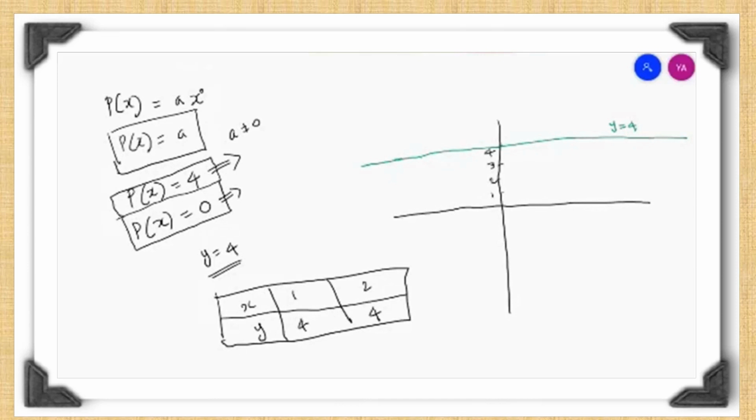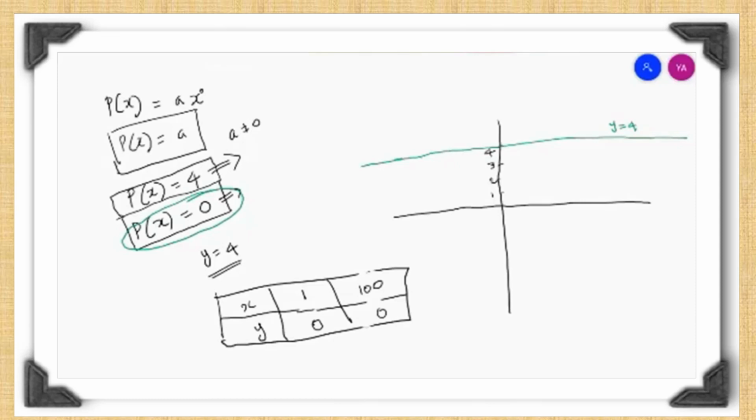Now take p of x is equal to 0. Suppose we draw the table like this. For different values of x, suppose I take x is equal to 1. What will be the y value? The y value will be 0, right? Suppose I take x is equal to 100. What will be the y value? 0. So for every x value, the corresponding y value will be 0.